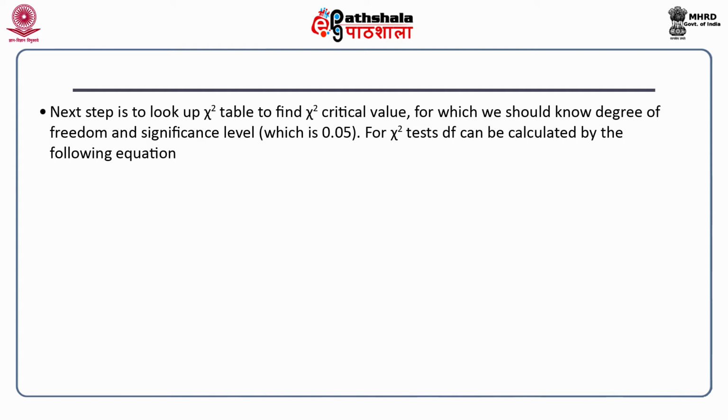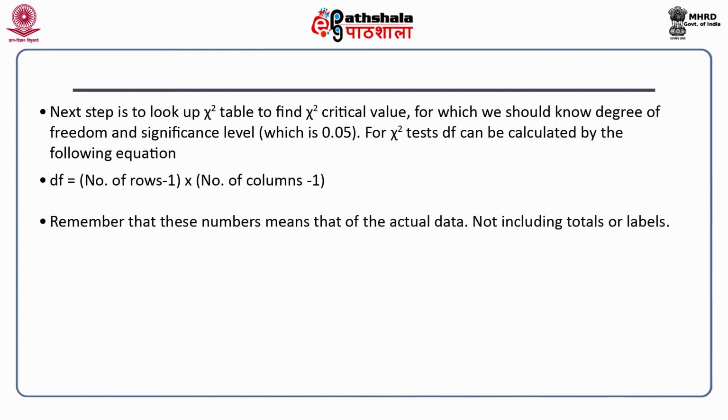For the chi-square test, the degree of freedom can be calculated by the following equation. The equation is very simple: number of rows minus 1, multiplied by number of columns minus 1. Remember that these numbers refer to the actual data, not including any totals or labels or headers, nothing. It's only your data, the numerical values that you put inside your table. For example, in our earlier table, there are 3 columns and 3 rows. So 3 minus 1, that is 2, multiplied by 3 minus 1, 2. So 2 multiplied by 2 is equal to 4.